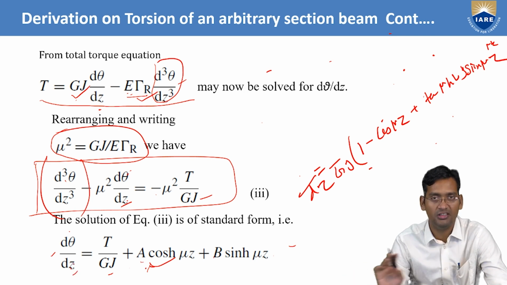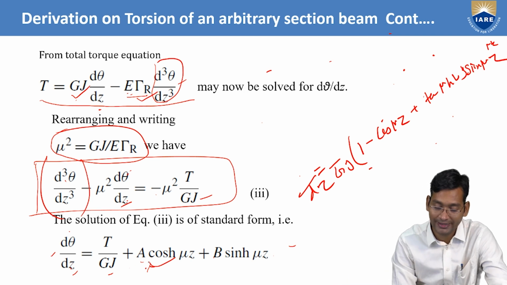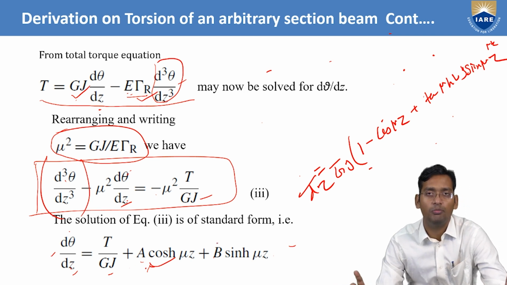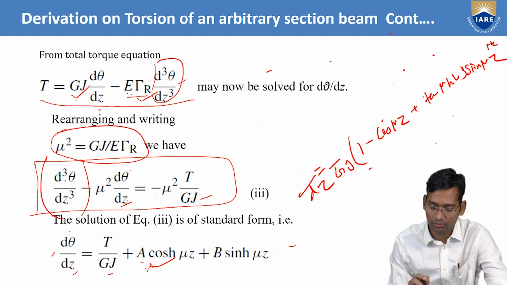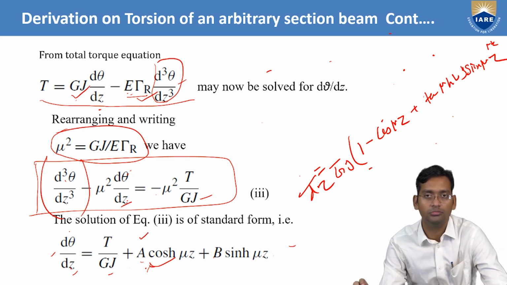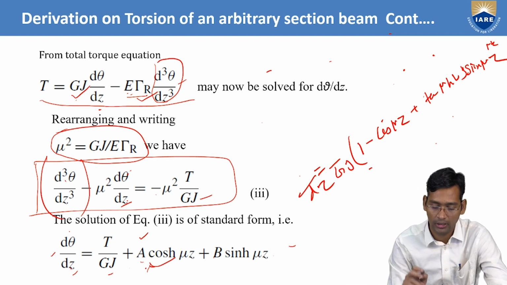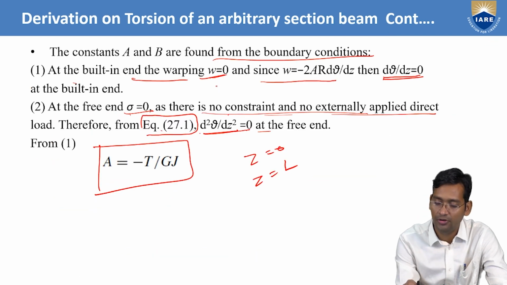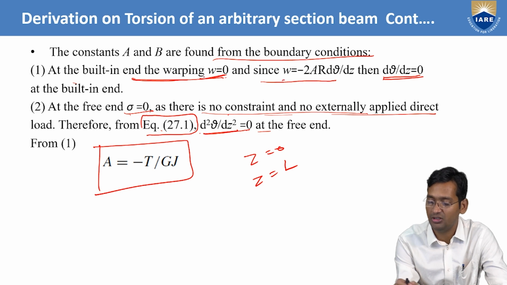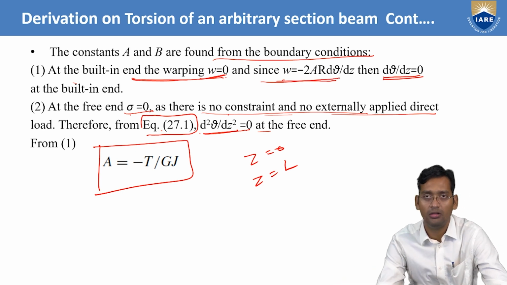So because dθ/dz is the rate of twist, for finding A and B we have to apply the boundary conditions. After applying them, we will find the values of A and B and substitute. So what are the boundary conditions? First, at the built-in end, w is 0, that is, warping is 0, and w equals minus 2A dθ/dz.